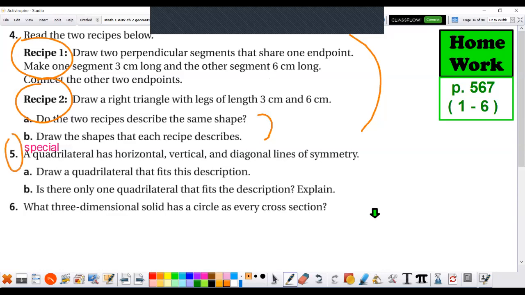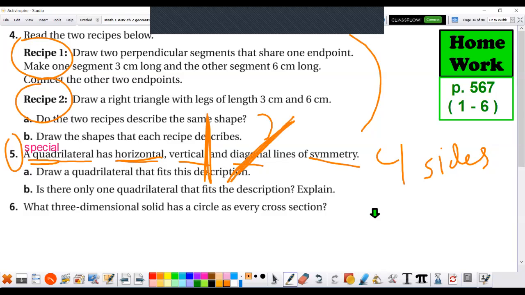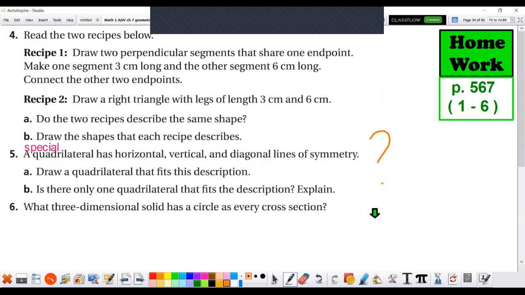Number 5 says a quadrilateral. Quad is 4. This is a shape with 4 sides. And it has horizontal, vertical, and diagonal lines of symmetry. In other words, you could fold the shape with a horizontal line, a vertical line, and a diagonal line, and it'll be perfectly symmetrical. What shape is it? Also, draw a quadrilateral that fits the description. Draw it. Is there only one answer that works, or is there more than one thing you could draw?